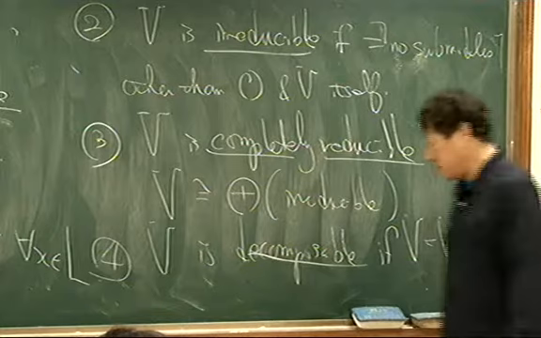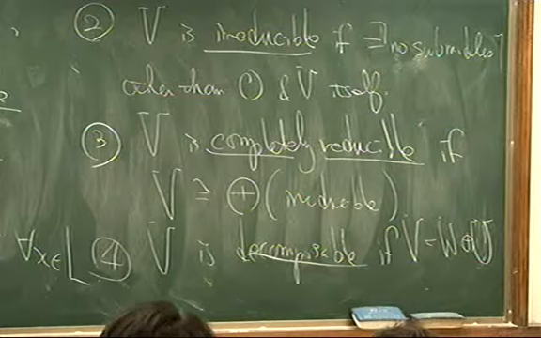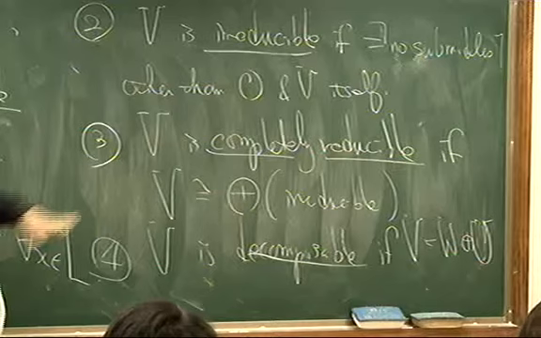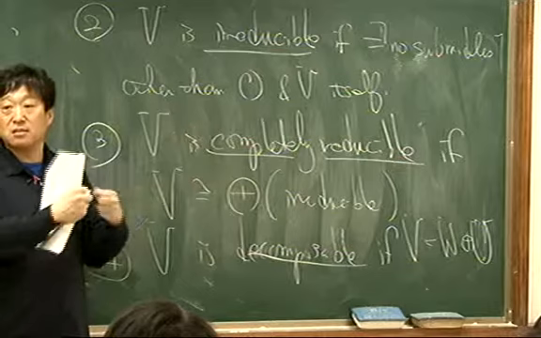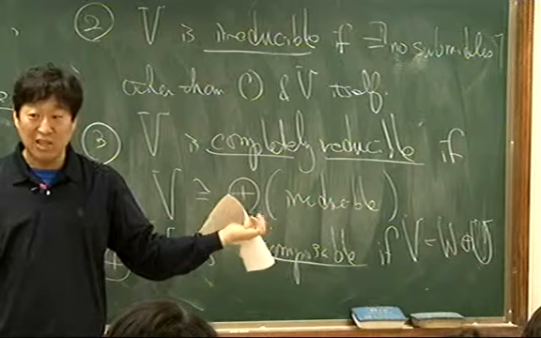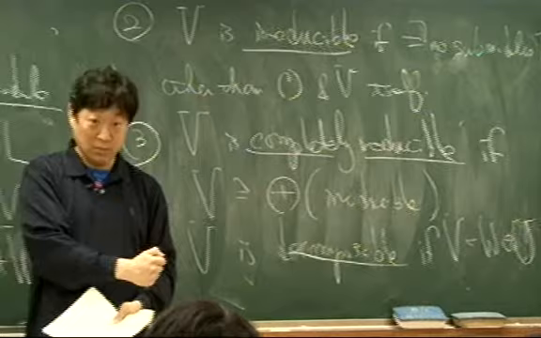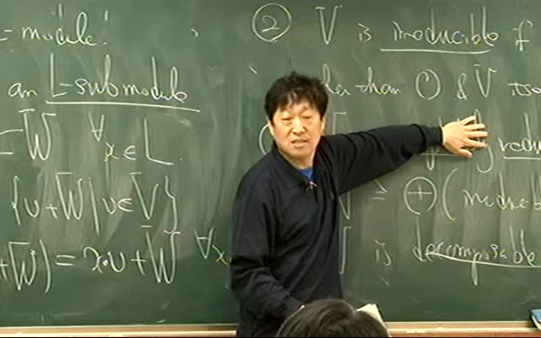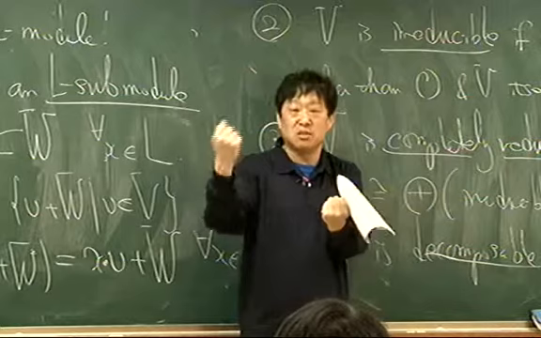But an indecomposable module may not be irreducible, even though it cannot be decomposed as a direct sum of submodules. Still, it can have submodules. That's the difference. Completely reducible means it can be expressed as a direct sum of irreducible submodules. And every module can be expressed as a direct sum of indecomposable submodules by definition. But an indecomposable module may not be irreducible. That's why it is called completely reducible. Reducible means it has a submodule, but that does not necessarily mean that it can be expressed as a sum of complementary submodules. That's true for vector spaces, but not for representations.